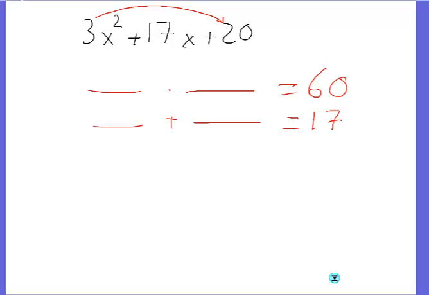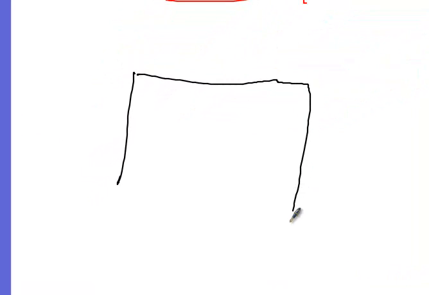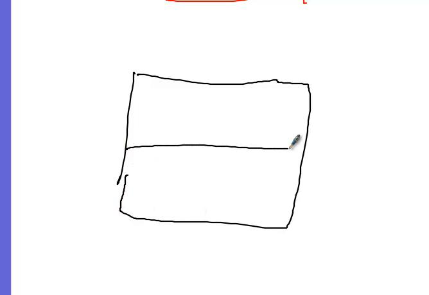All right, so this one's trickier because there are a lot of factors of 60. We could do 15 and 4. We could do 20 and 3. The one that's going to give what we want, though, is going to be 5 times 12. Because 5 times 12 gives us 60, and 5 plus 12 gives us 17. Once you find the ones that fit, that's when you build your box. This is why it's called the box method, because you build a box.